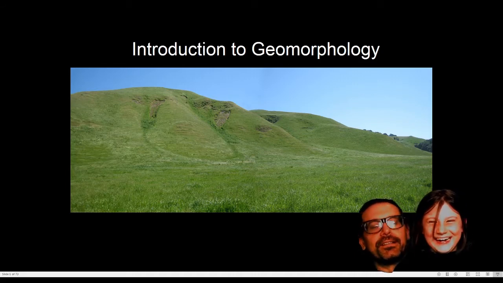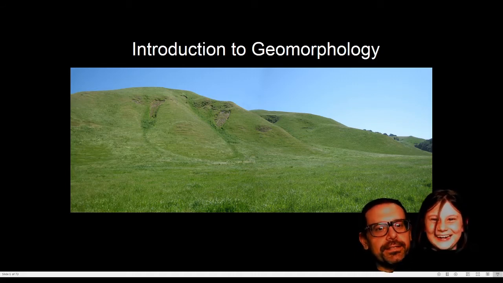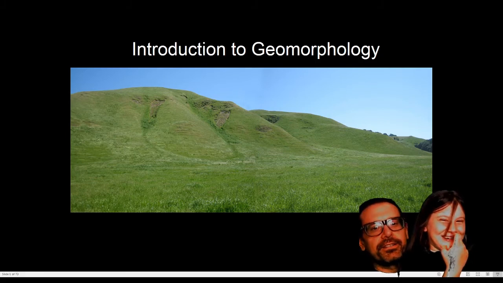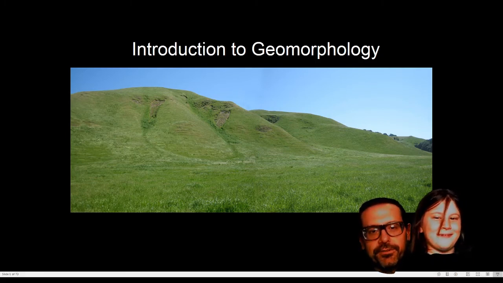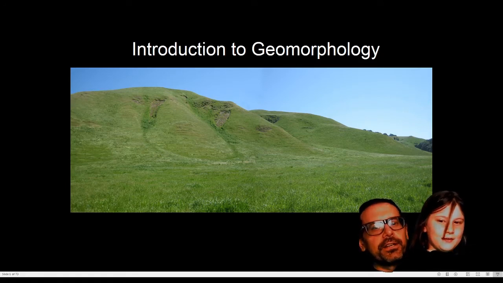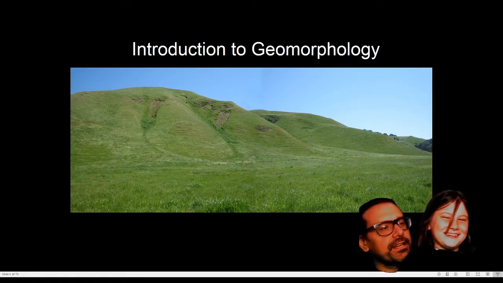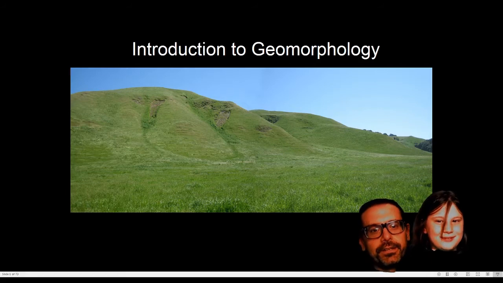Sure. Well, this is an interesting slide right here. It's an interesting picture. It's from the Marin Headlands, north of San Francisco. And it shows a lot of elements of a landscape that we'll look at throughout the course.